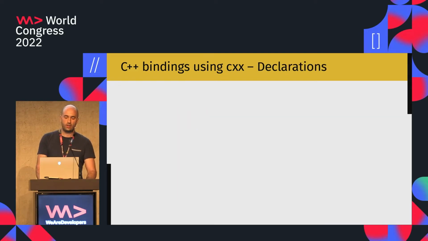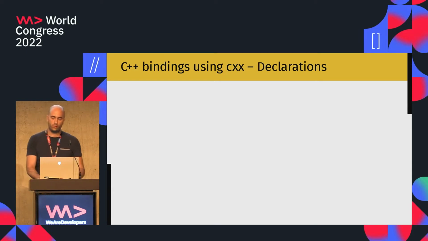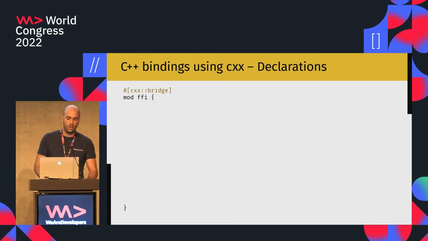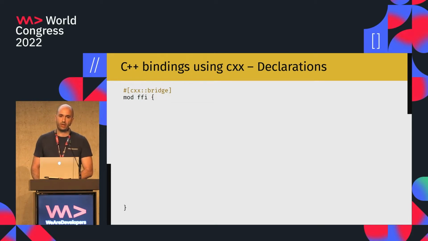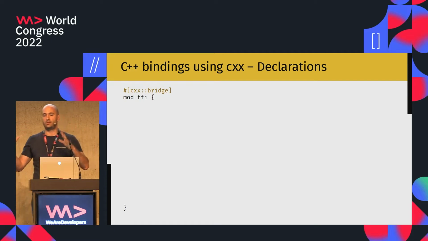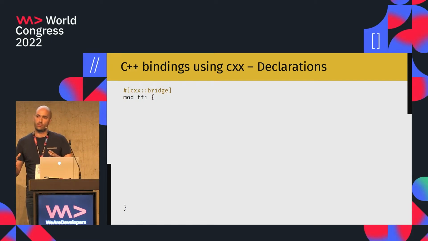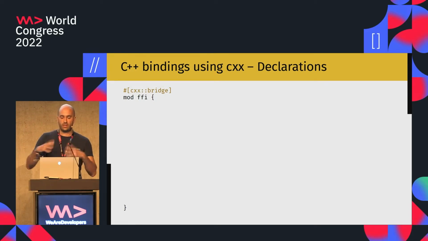OK, now let's take a look at how we might implement that in Rust. We have to provide declarations first. So CXX works by providing the cxx::bridge macro. So what we do is we create this ffi submodule inside of our queue module, and we slap the cxx::bridge macro on it, and this macro is what really takes care of most of the magic.